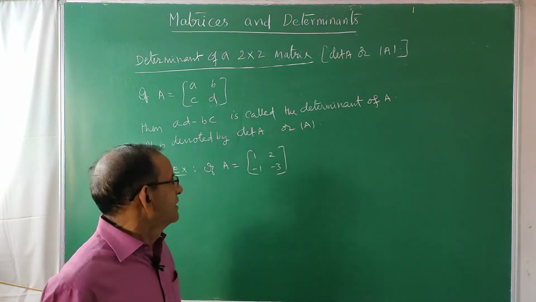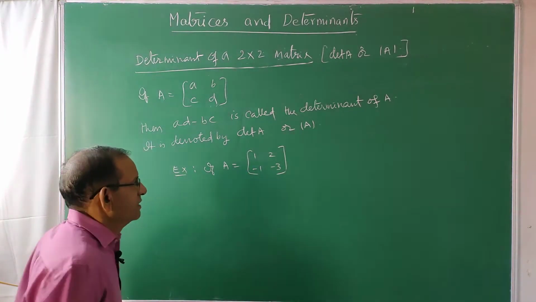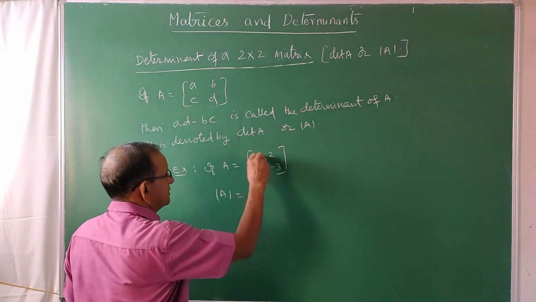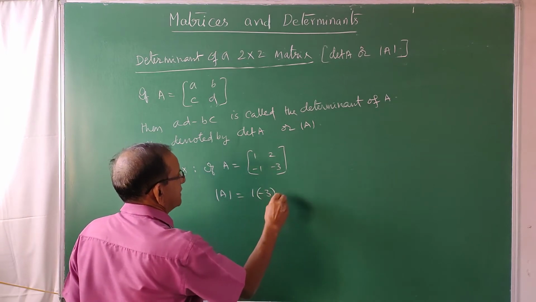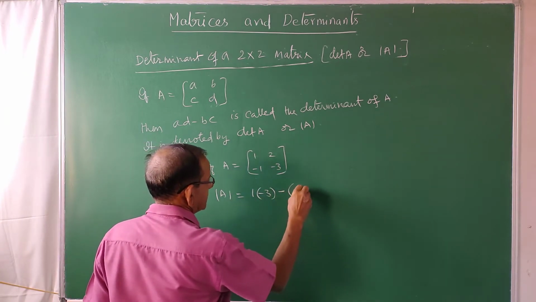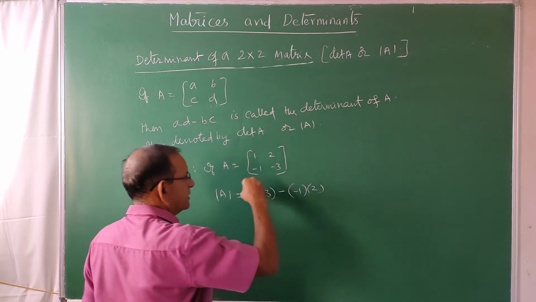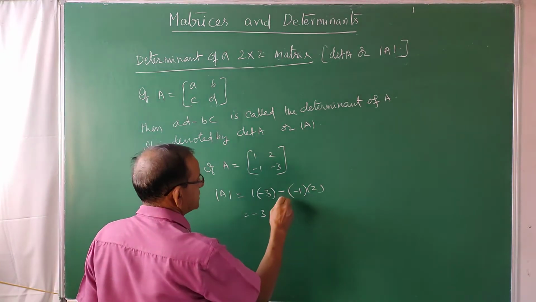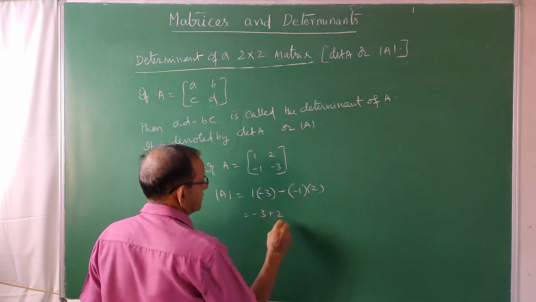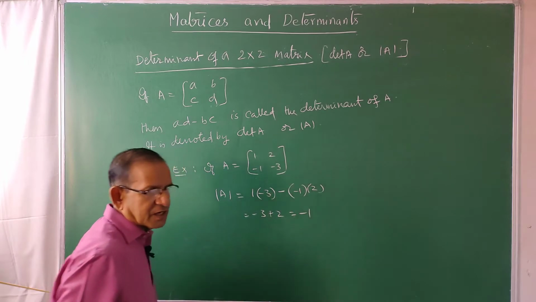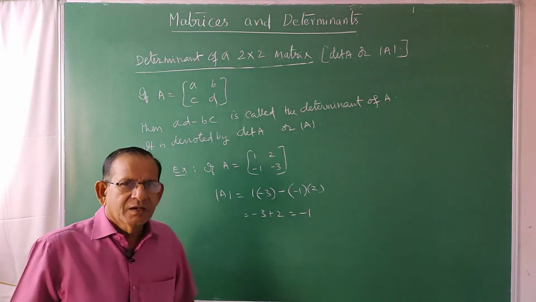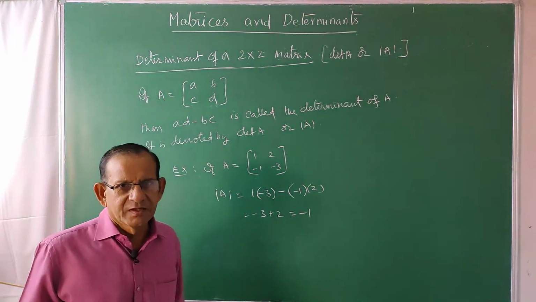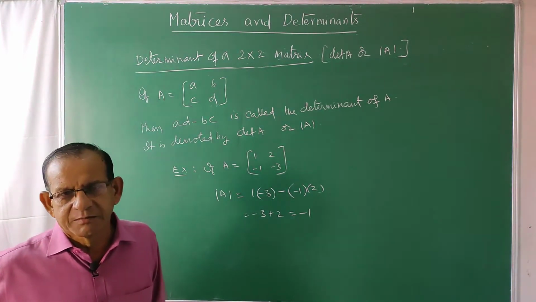Now suppose A is equal to this one, 1 2 minus 1 minus 3. Then det A is equal to this product, 1 into minus 3, minus this product, minus 1 into 2. So this is minus 3, this is minus 2, but because of this minus sign it will become plus 2. So it is minus 1. Finally the det A value is minus 1. Matrix is an arrangement of numbers, whereas determinant is finally a number. That is the difference between matrix and determinant.